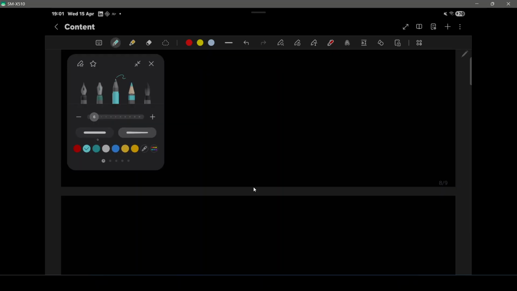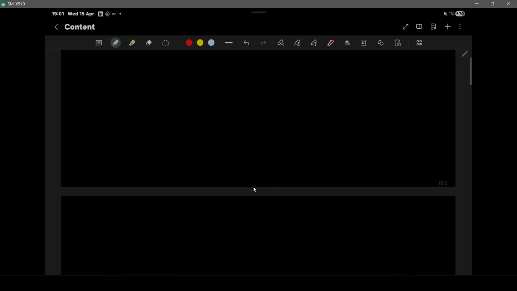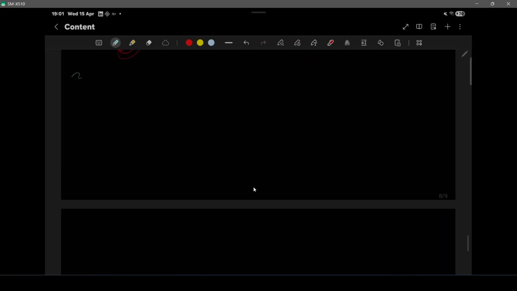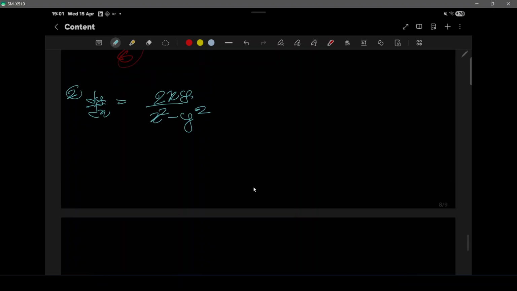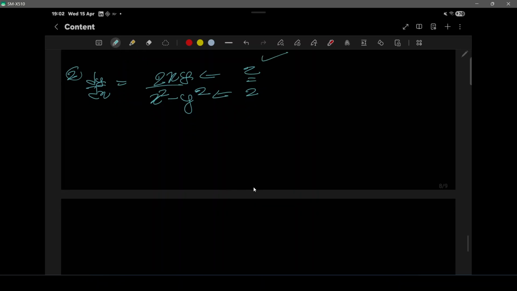So I'm going to do the next question with you. The second one: dy over dx is equal to 2xy over x squared minus y squared. So on the upper side, the highest power is 2, and on the lower side it is also 2. Since they are equal, we find this is a first order homogeneous equation.